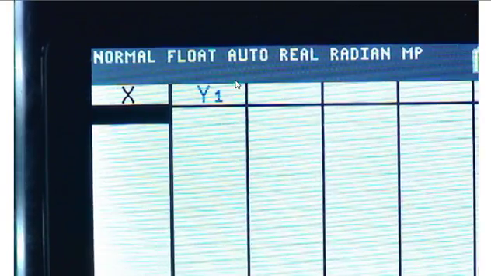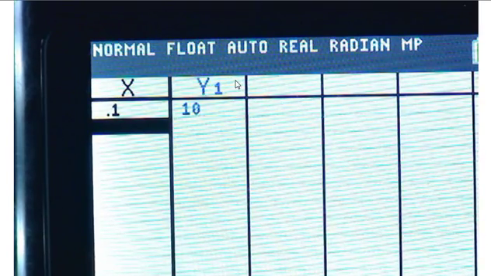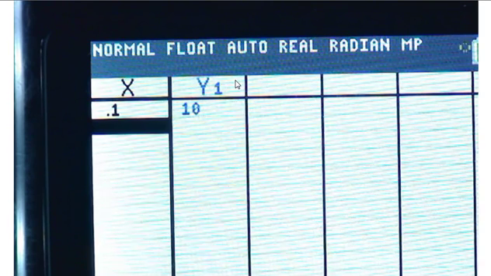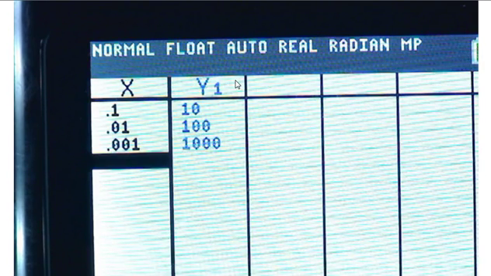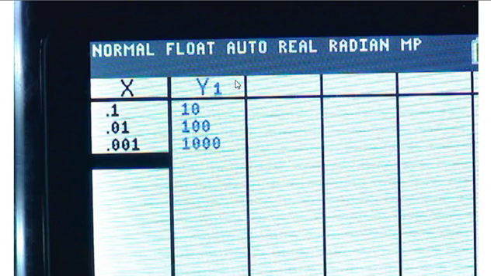Let's put in some values close to 0, like 0.1. That's really 1 divided by 1/10. If you take the reciprocal, you get 10 over 1. Then 0.01, 0.001. So as you get closer to 0, what's happening? These values are getting really, really big.